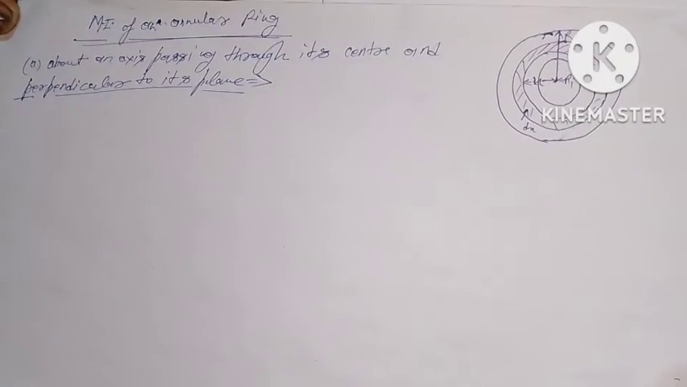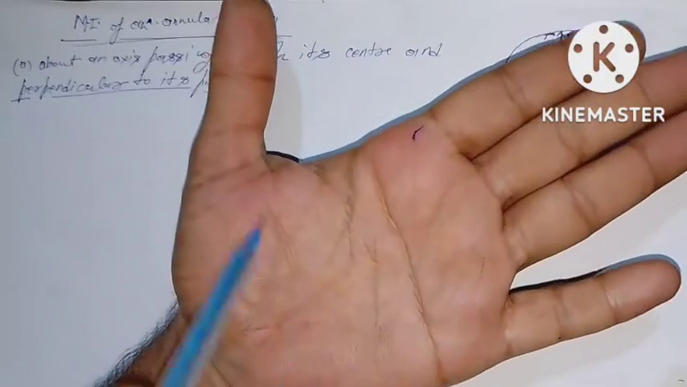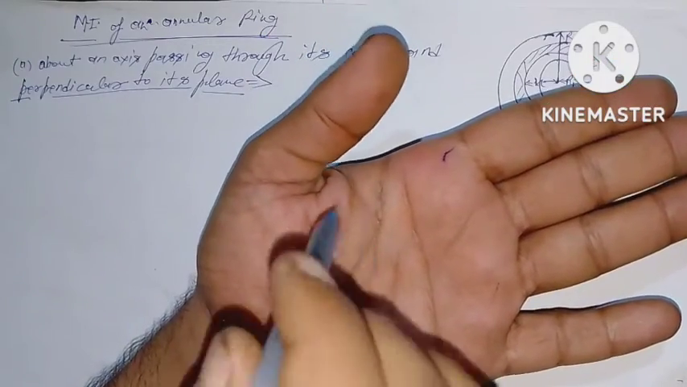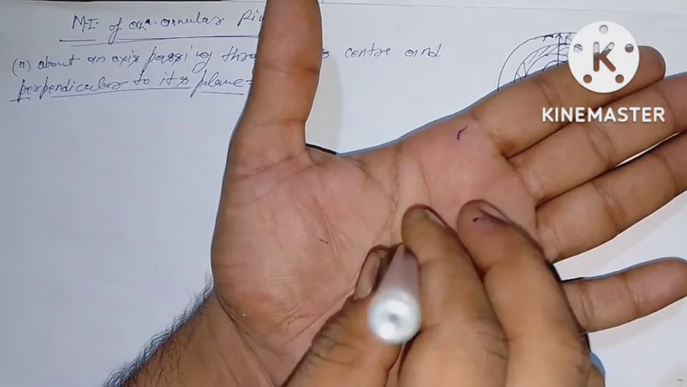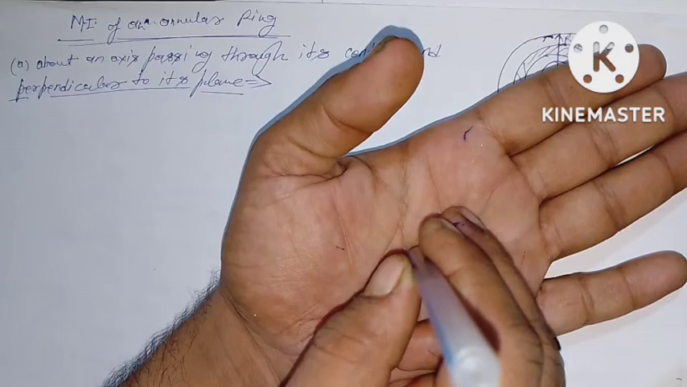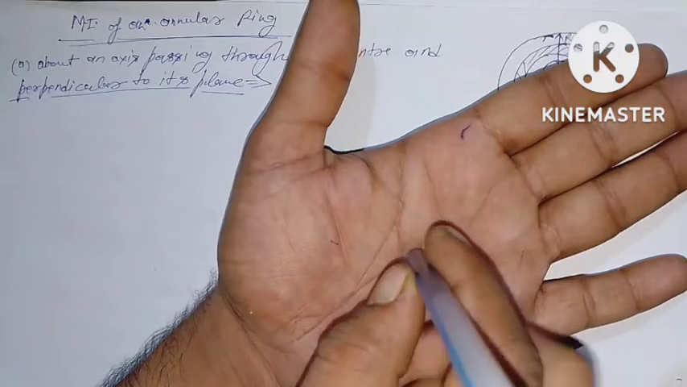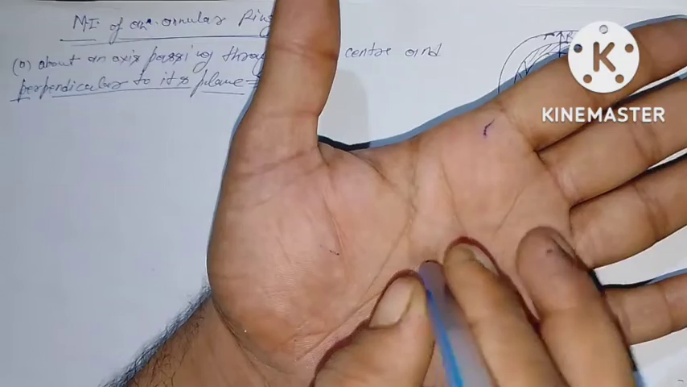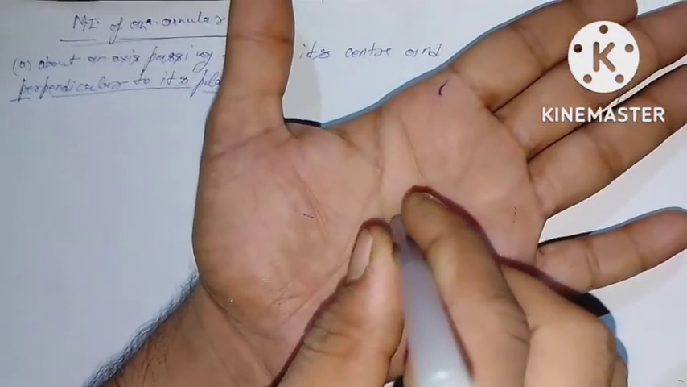Okay, that means you can let this be the annular ring, and an axis passing through its center, like a pen, is the axis passing through its center and perpendicular to its plane. This axis is perpendicular to this plane.